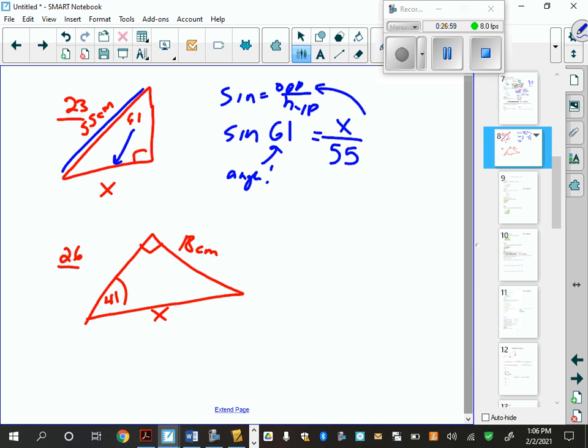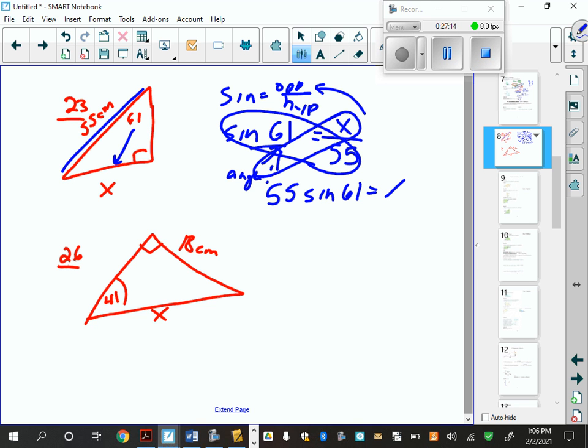From here, you have to know whether to do inverse sine or cross multiply. You only inverse sine when you have sine x. So you cross multiply, get 55 sine 61 equals 1 times x, which is just x. 55 times sine 61. Punch that in the calculator.